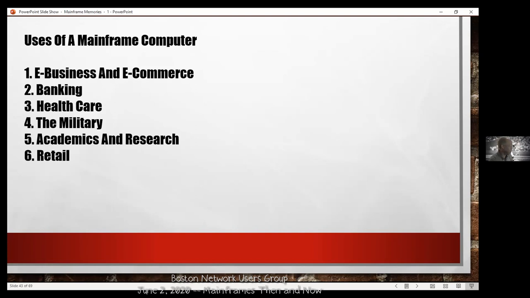These are the top uses for this type of environment. Sure.